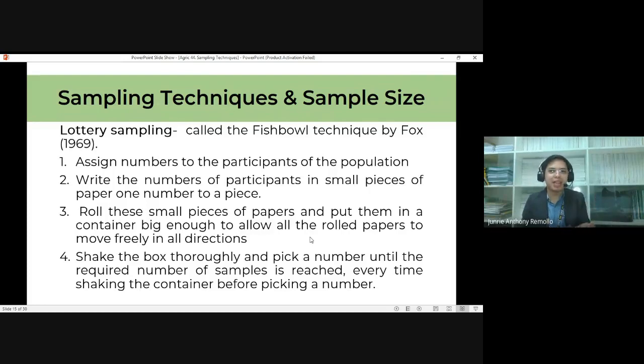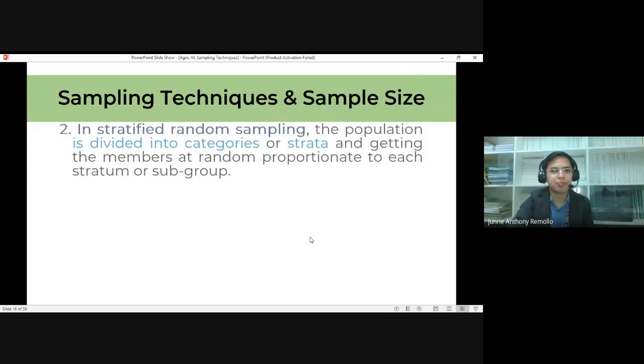No? I hope that numbers are randomly picked, because there are some hearsays that there are also discrepancies with lotto. Diba? Yung weight sa mga bola, no? Things like that. Anyway, and then you shake the box thoroughly and pick a number until the required number of samples is reached. Every time shaking a container before picking a number. So, alam nyo na to, no? So that is all about lottery sampling.